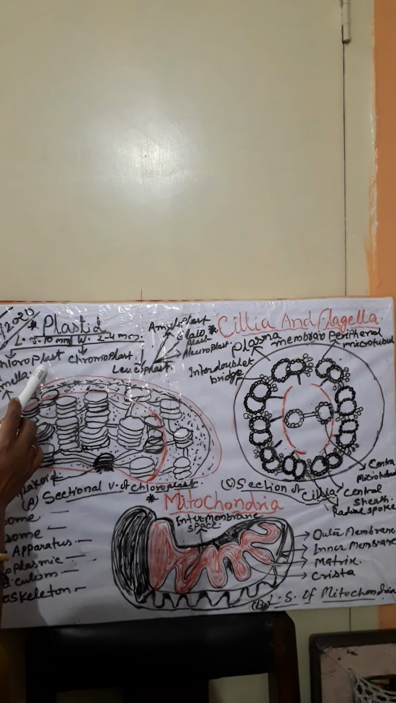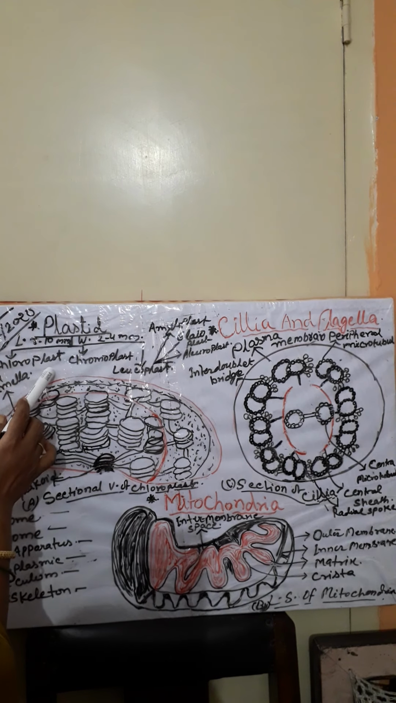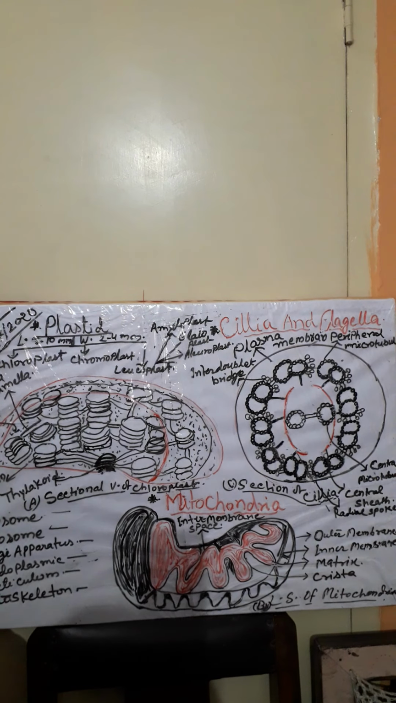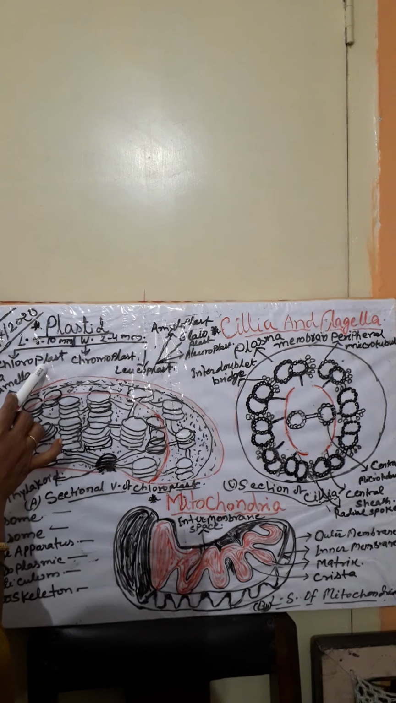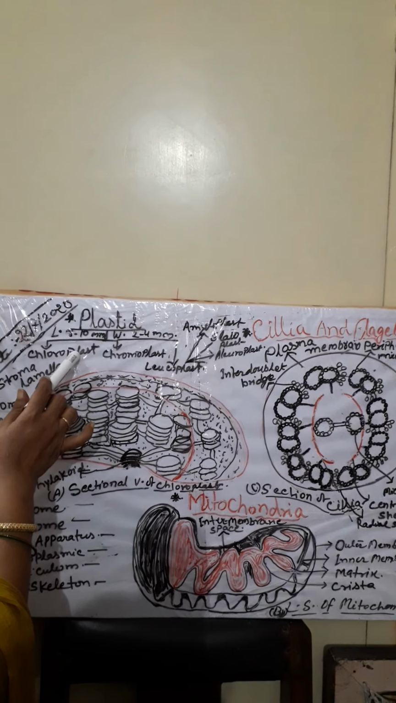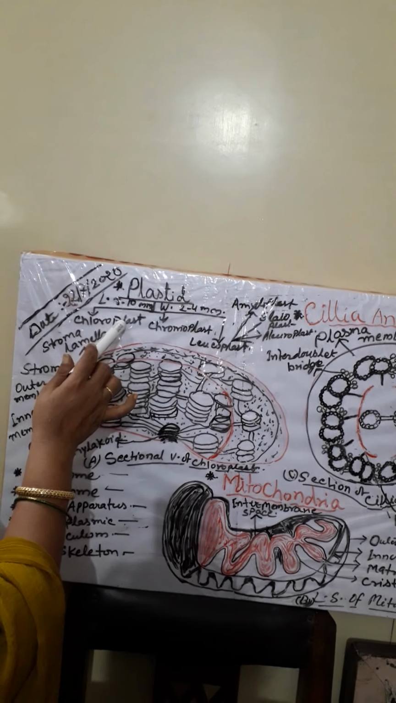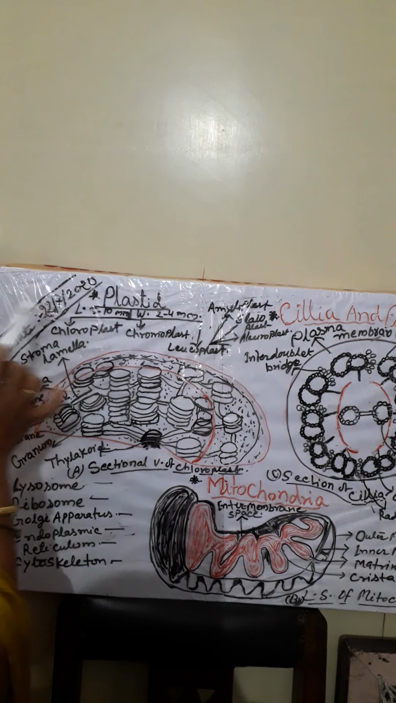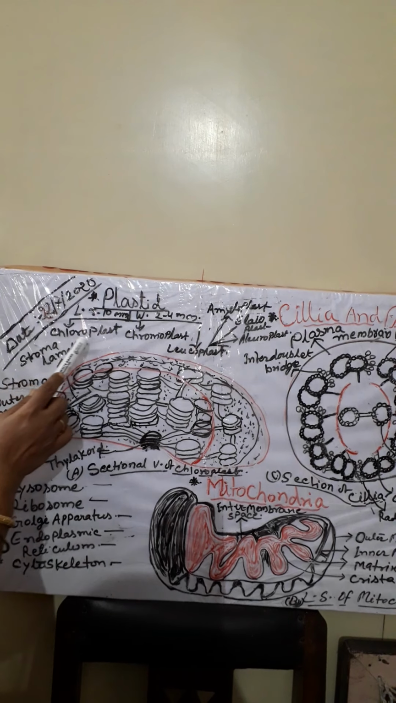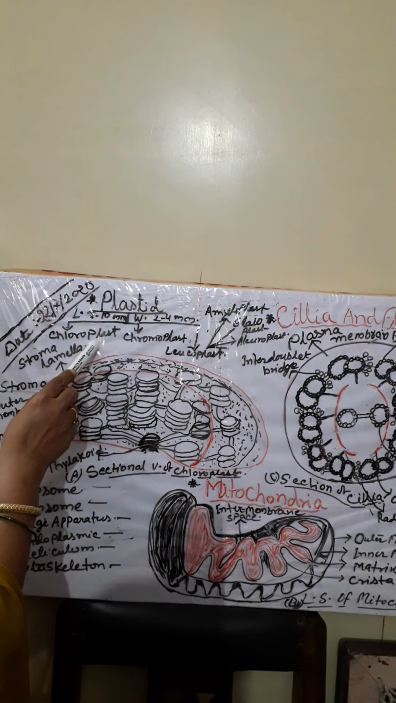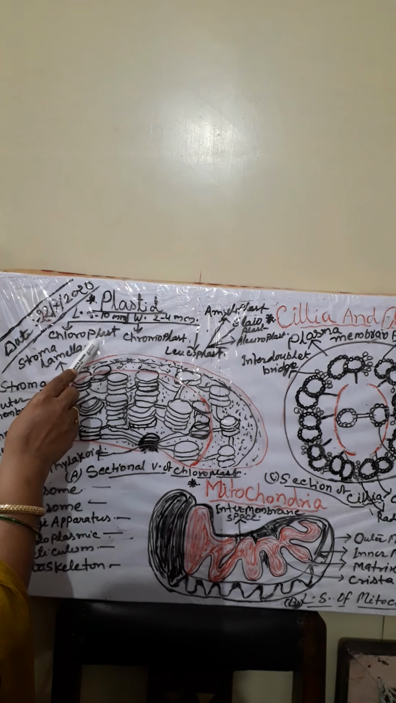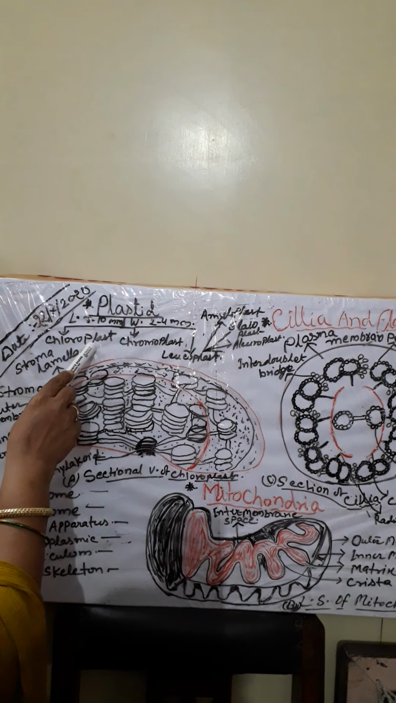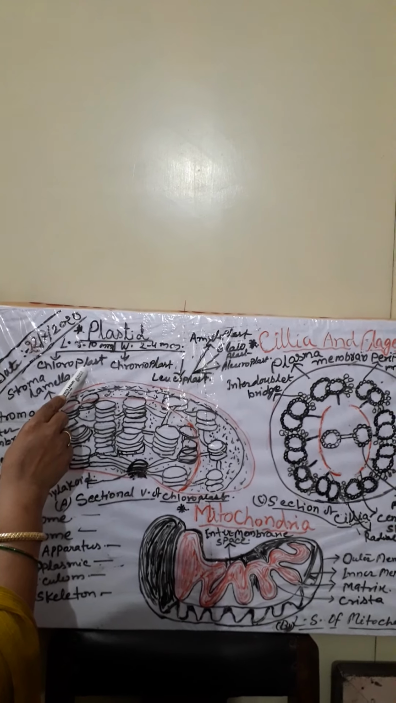Based on their types of pigments, plastids are generally of three types: chloroplast, chromoplast and leucoplast. Chloroplast provides the green color of the plants and is essential for photosynthesis. The photosynthetic pigments trap solar radiation and light energy, which is essential for photosynthesis. So chloroplast contains chlorophyll and carotenoids.